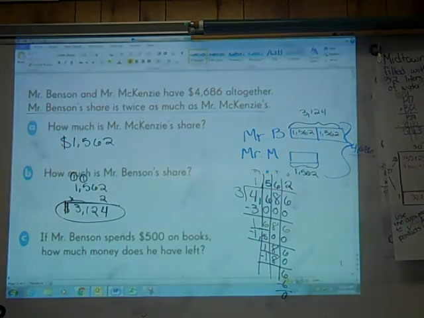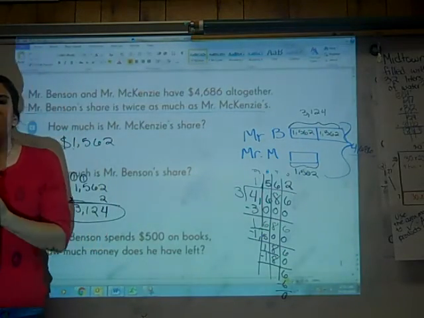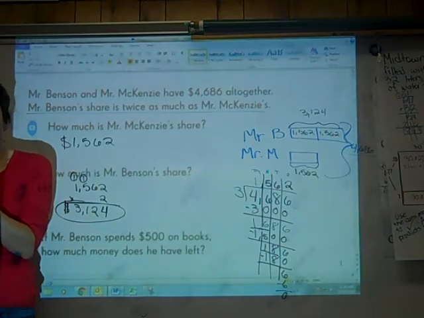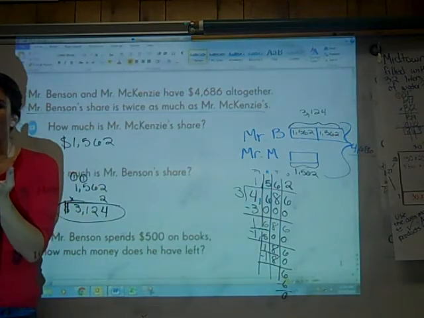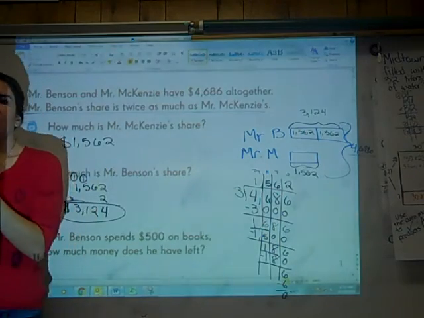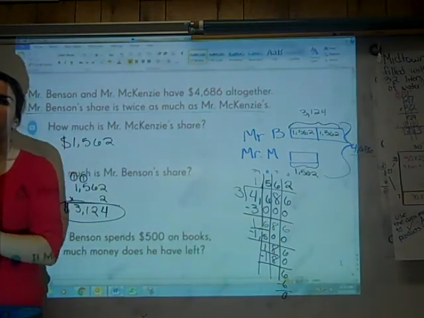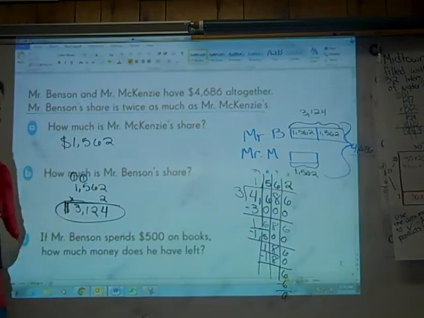Then we're on to the last part. If Mr. Benson spends $500 on books, how much money does he have left? I would lead the discussion on what does it mean to spend money. If I have some money and I spend some, am I getting more or am I losing that money that I spent? The kids would know that when you spend money, you're giving it away to get something else.